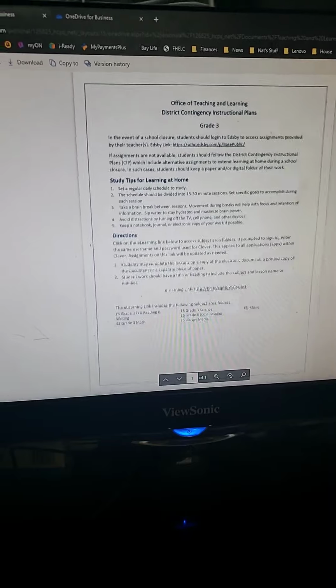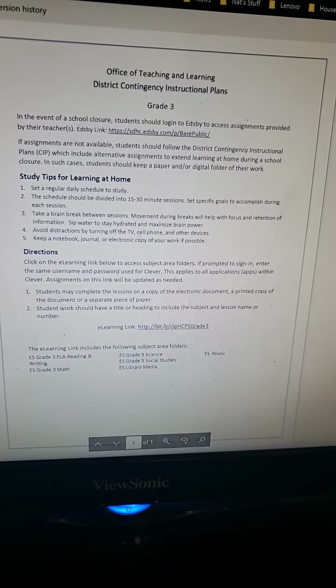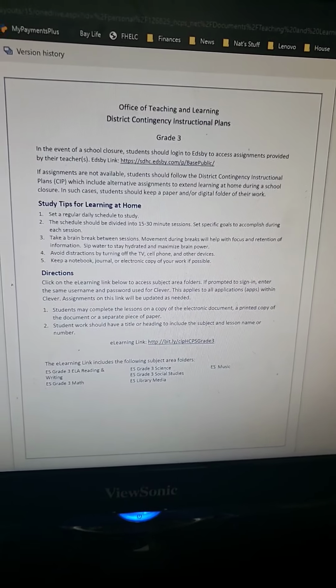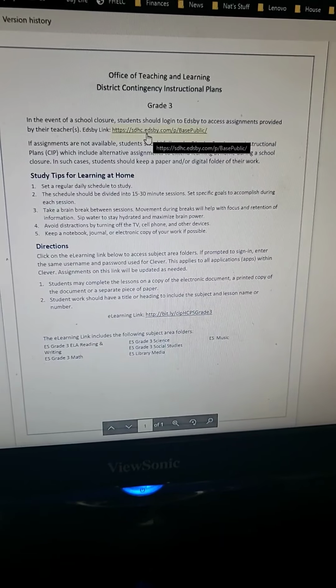When you click on it, immediately directions for our e-learning plan come up. I've already emailed that to your parents, but basically what you're going to do is all of your assignments are going to be posted on Edsby.